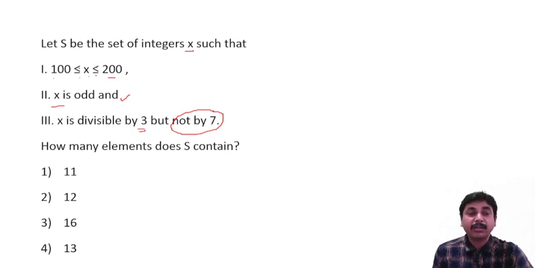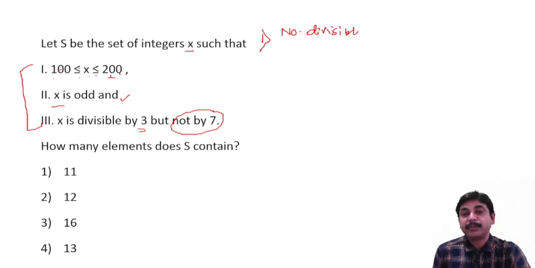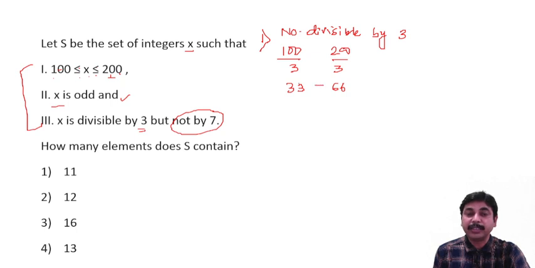Now, x is odd means we have to satisfy all these three conditions. For that, first we have to figure out how many numbers between 100 and 200, including both, are divisible by 3. Now for that, divide both 200 and 100 by 3. If you divide this by 3, the quotient values will be 33 here, 66. Subtract this, the positive difference will be 33. There are 33 numbers which are divisible by 3.